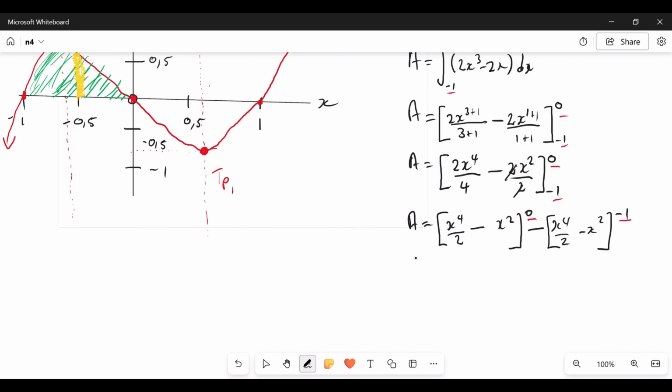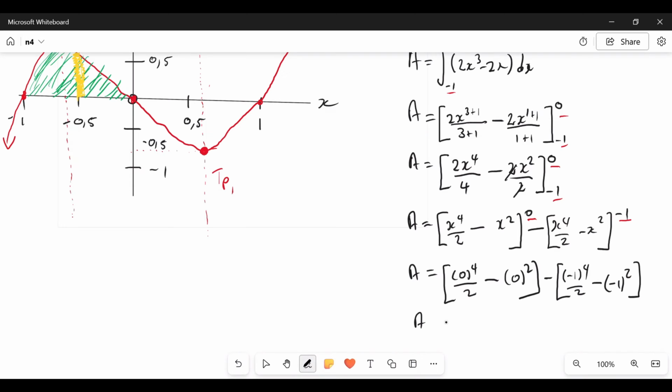So let's continue. Wherever there is x in the first bracket, we're going to substitute with the upper limit, which is 0. So let's do it. It's going to be, open bracket, 0 to the power of 4 divided by 2 minus 0 squared, close bracket, minus, open bracket, wherever there's x in this bracket here, we're going to substitute with -1. So open bracket, -1 to the power of 4 divided by 2 minus -1 squared, close bracket.